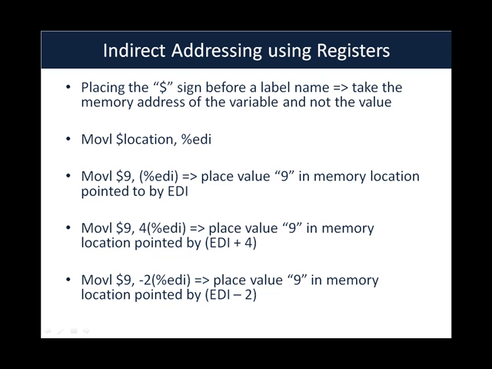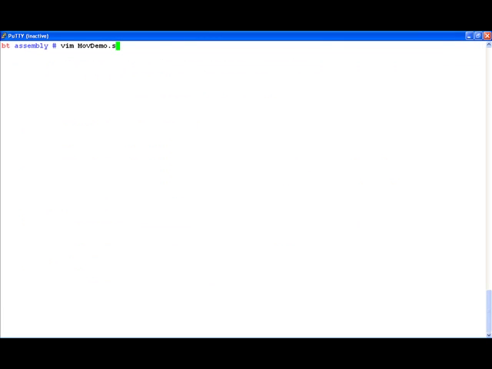Similarly, if you want to place the value 9 in memory pointed to by EDI minus 2 bytes, then you would prefix it with -2. We'll look at all this in the video demonstration. So now let's go into the demo.